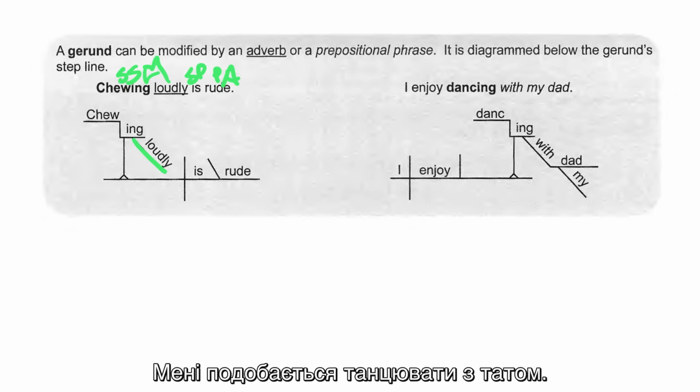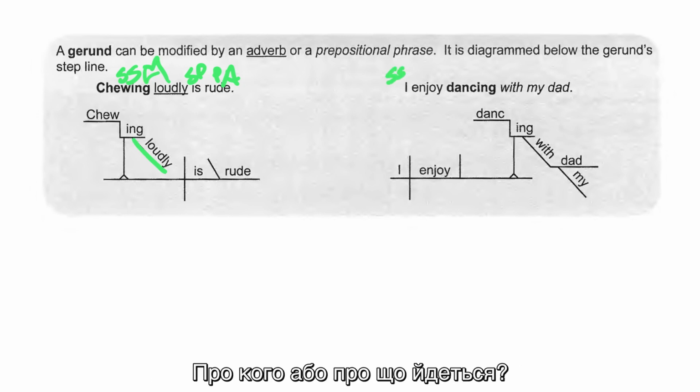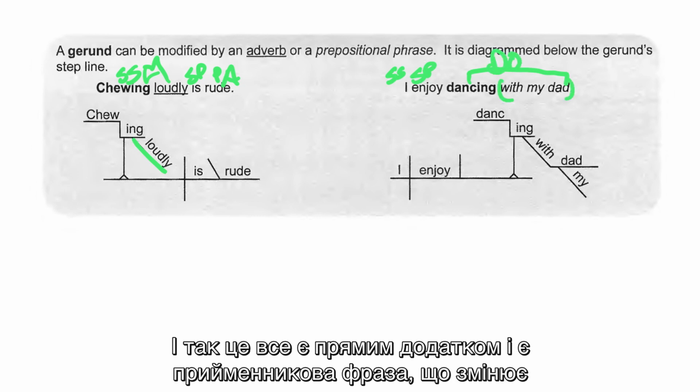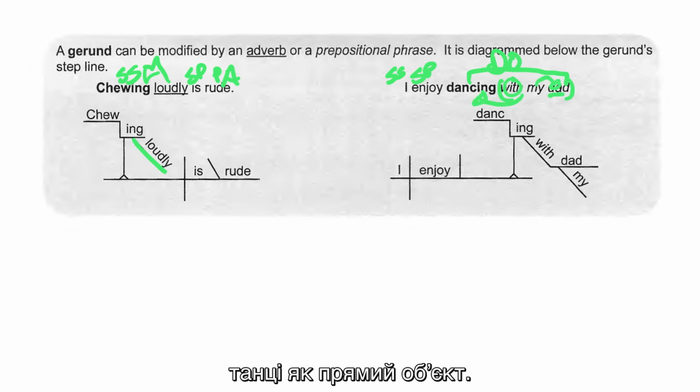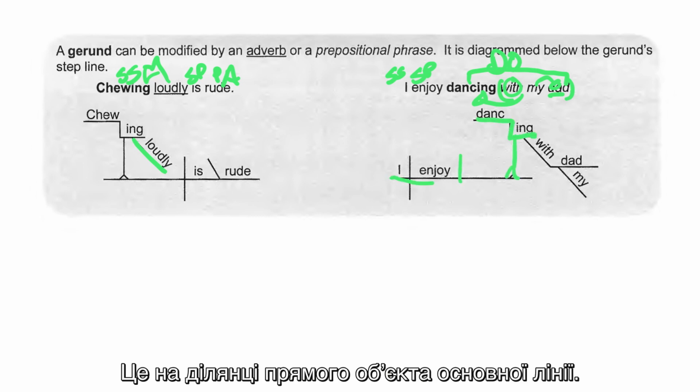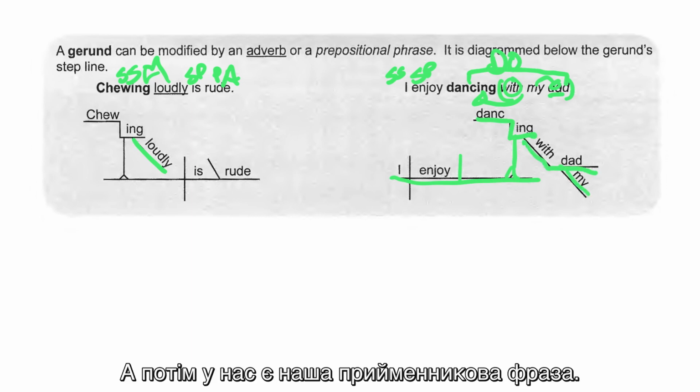I enjoy dancing with my dad. Who or what is it about? It's about I. What do I do? I enjoy. What do I enjoy? I enjoy dancing with my dad. And so that whole thing is a direct object, and there's a prepositional phrase modifying dancing as the direct object. So you can see it's on a stand. It's on the direct object section of the main line, and then we have our prepositional phrase.